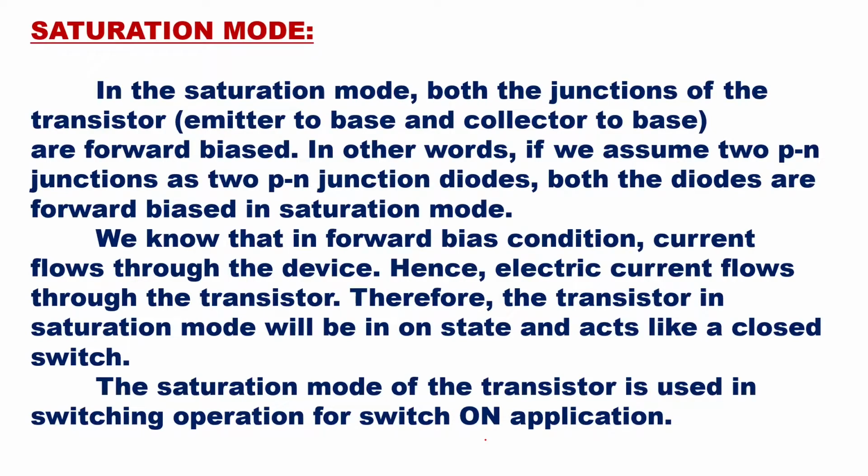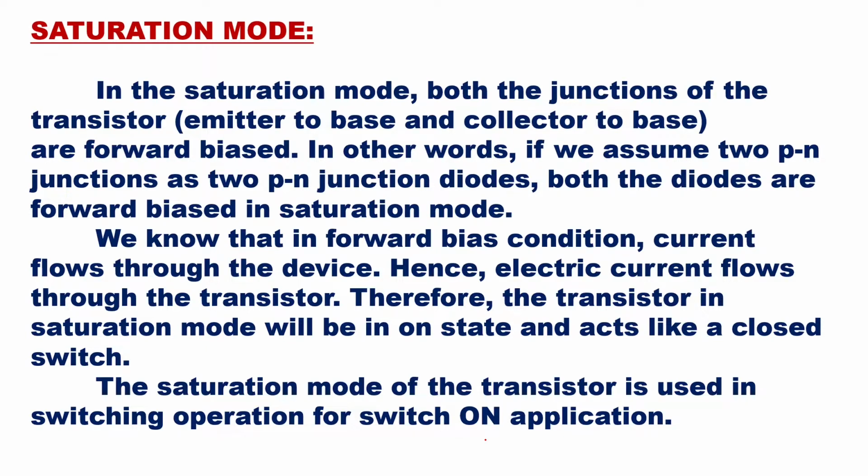Then if you see the theory for saturation mode, in the saturation mode, both the junctions of the transistor, that is emitter to base and collector to base, are forward biased. In other words, if we assume the two p-n junctions as two p-n junction diodes, both the diodes are forward biased in saturation mode. We know that in forward bias condition, current flows through the device. Hence, electric current flows through the transistor. Therefore, the transistor in saturation mode will be in on state, and acts like a closed switch.